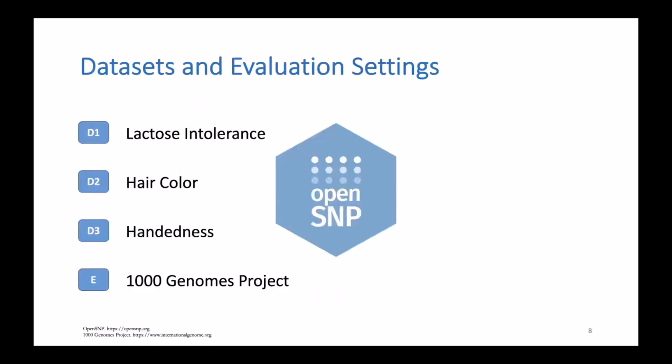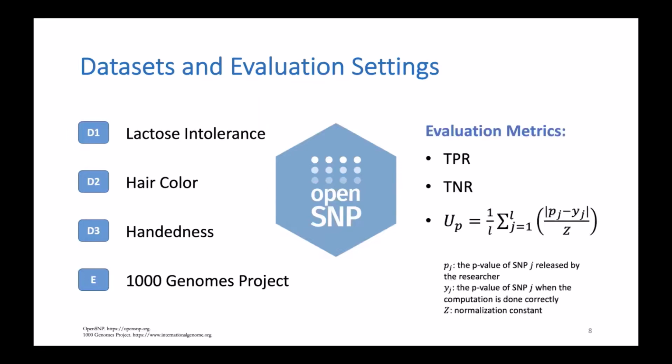We use two different genomic datasets for evaluation, the OpenSNP dataset and the 1000 Genomes. From OpenSNP, we use lactose intolerance, hair color, and handedness. To quantify the success of the proposed verification scheme, for each statistic, we use true positive rate and true negative rate. To quantify the impact of the computational errors done by the researcher, we evaluate the utility loss of each statistic as a result of the provided incorrect values. We compute this as the distance between the statistics provided by the researcher and the ones that should have been returned as part of the research.